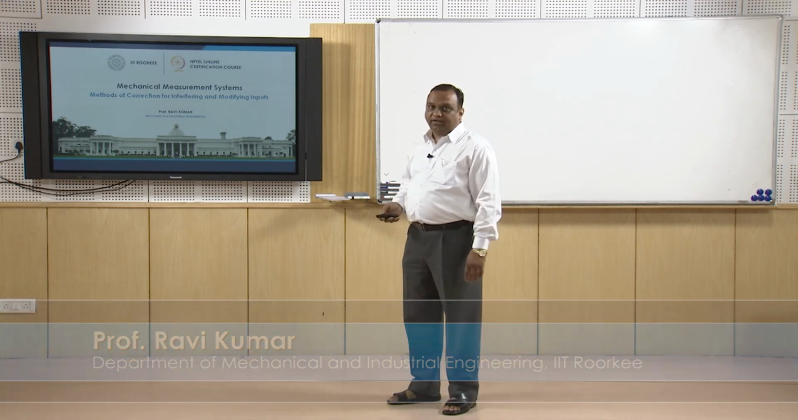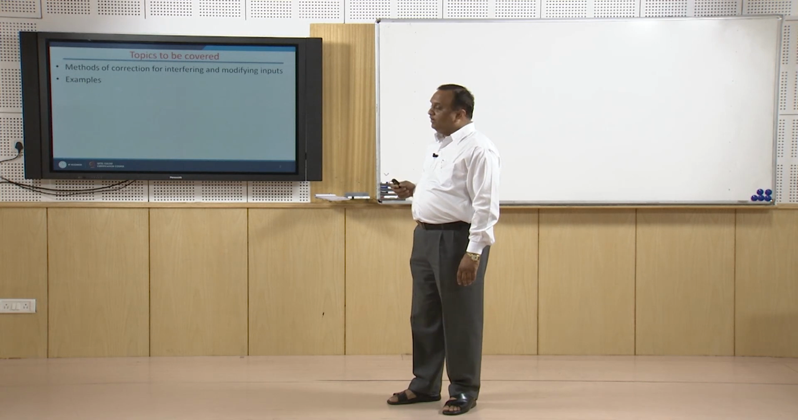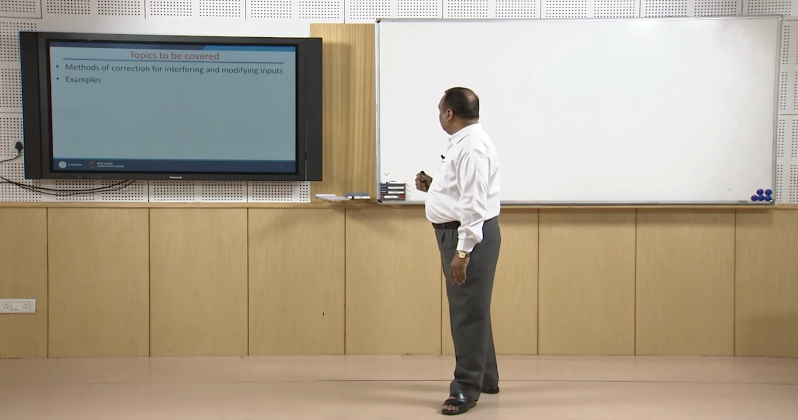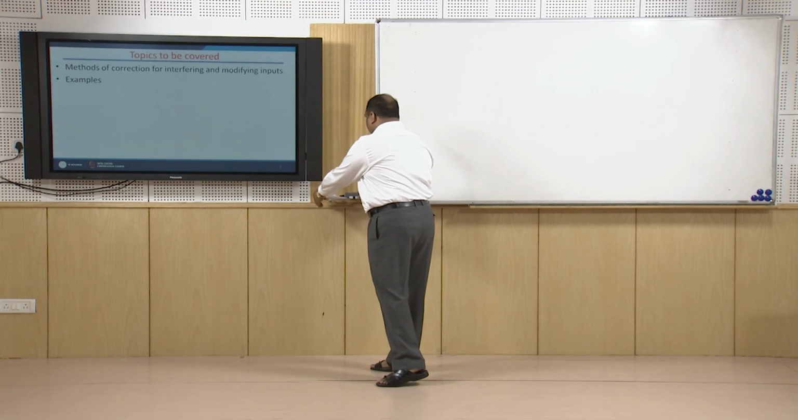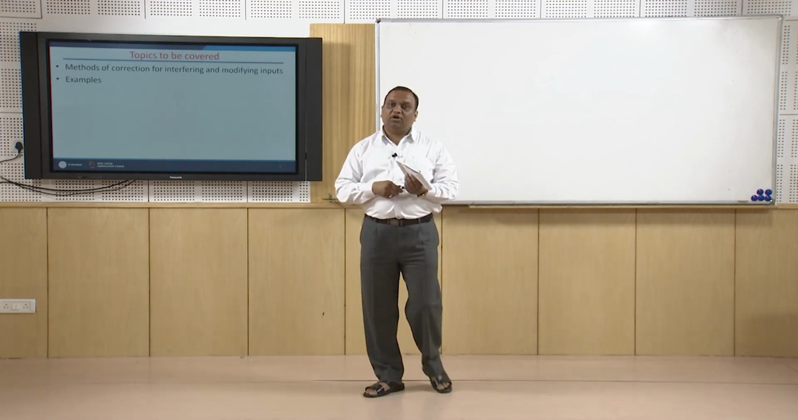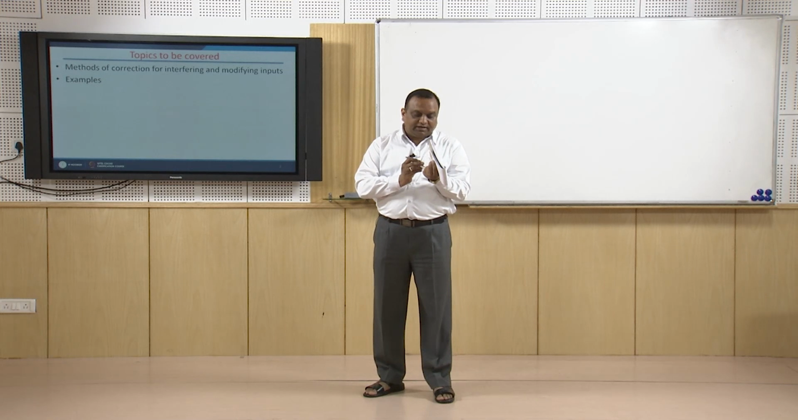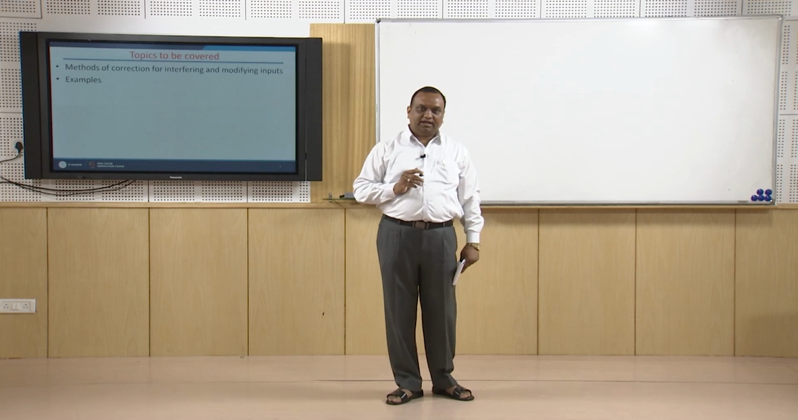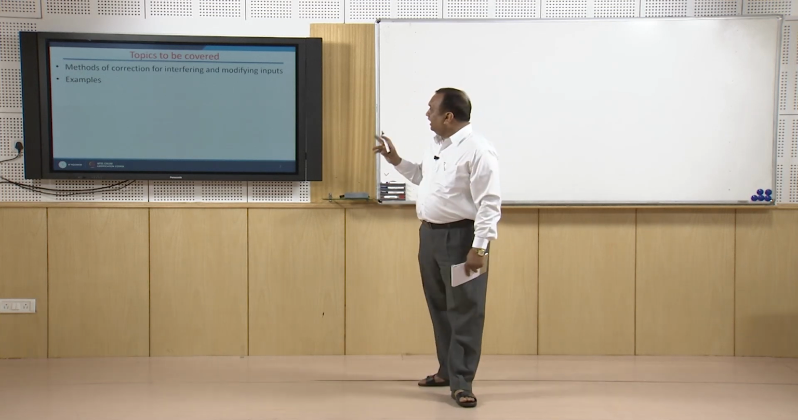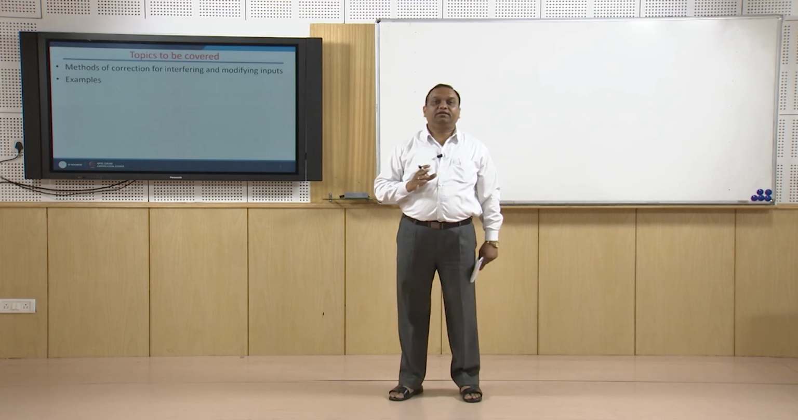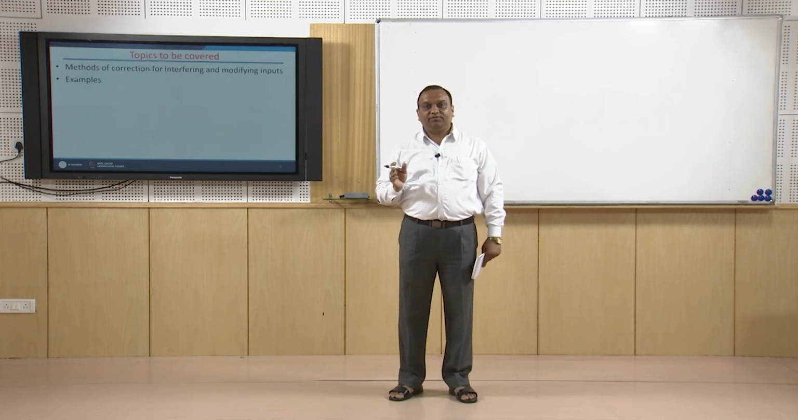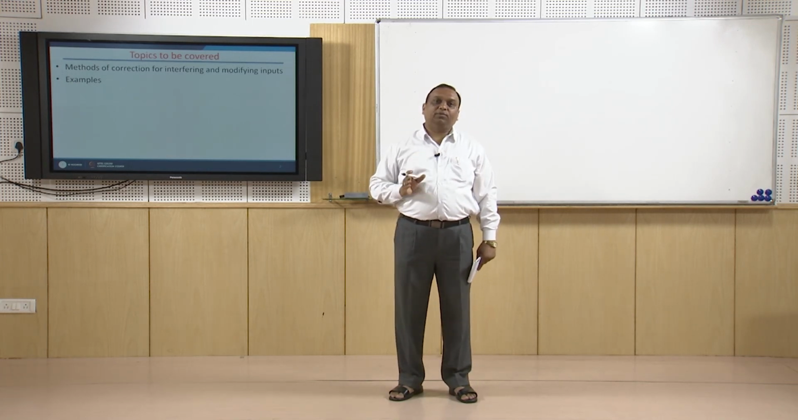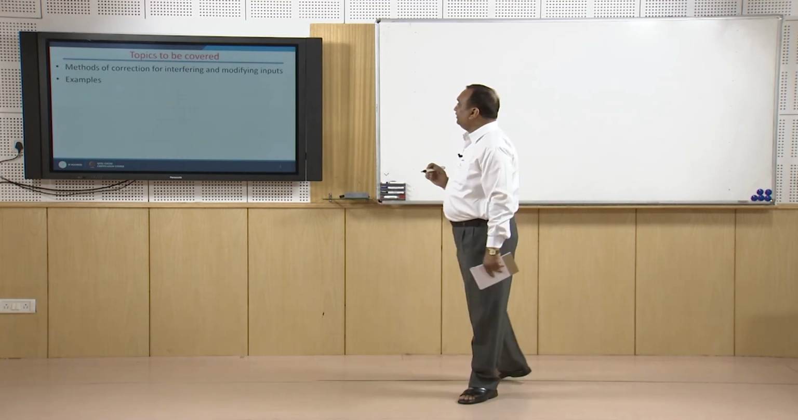Today we will discuss methods of correction for interfering and modifying inputs, and we will take some examples also. In the act of measurement, the measurement has to be ideally very accurate, and these interfering and modifying inputs deviate the act of measurement from accuracy. So, they erode the accuracy of the measuring system.